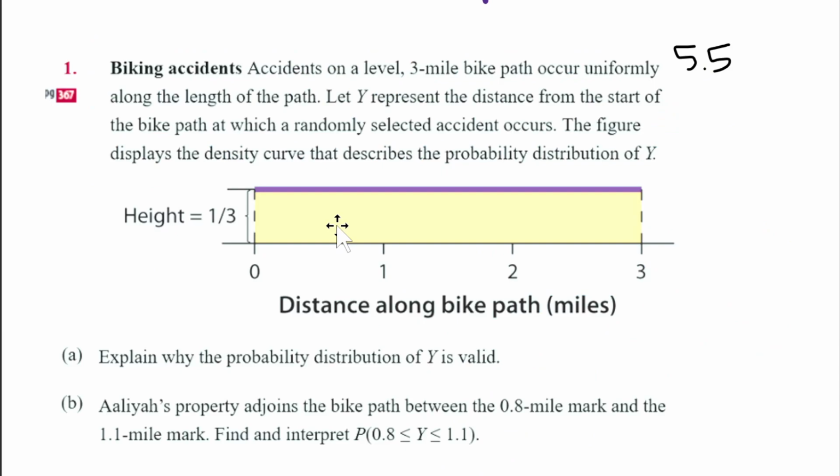What a terrific question. Sorry if that's loud. What a terrific question this is.